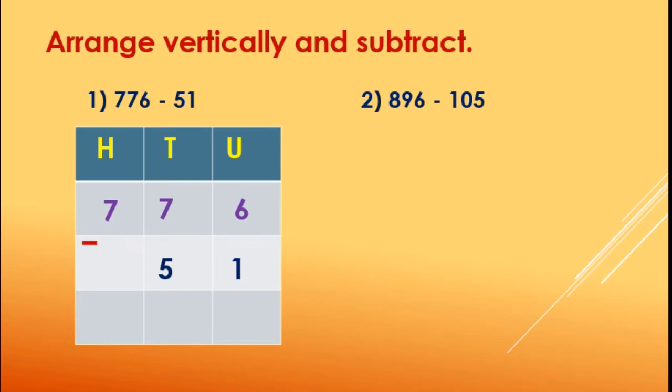Minus sign we will put. Now we will carry out the sum. 6 minus 1 is 5. 7 minus 5 is 2. And 7 remains as it is. Okay, like this.